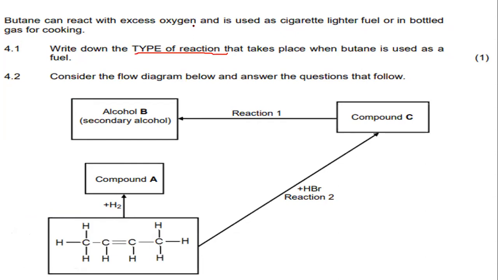Now, if we are required to write down the type of reaction, we know we've got different types of reaction. We have combustion, which we also call oxidation. We have substitution. We have addition. We have polymerization. So we need to be able to choose amongst those what type of reaction we are dealing with here, right?